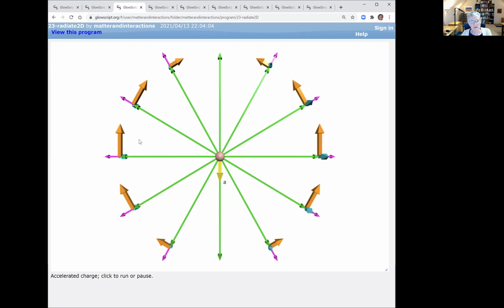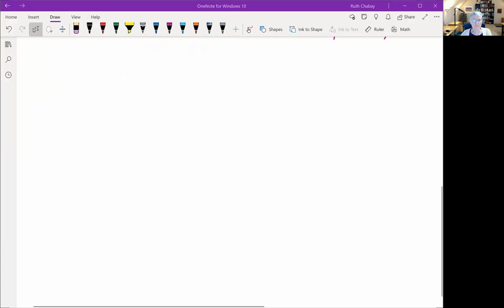And we note that there seems to be absolutely no radiation along the line of the acceleration. The magnitude is 0 here, and the magnitude is highest along a line perpendicular to the acceleration. So this equation needs to capture those things. So let's see what that equation might look like.